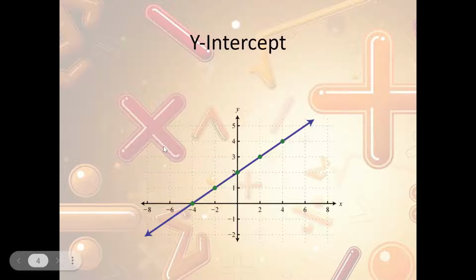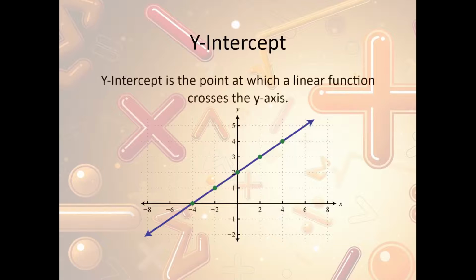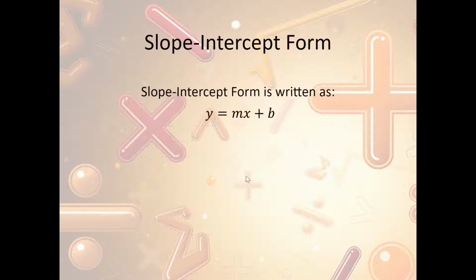And the next part you need to know is the y-intercept. The y-intercept is the point where the linear function crosses the y-axis. So we have a line here, and we can see that the y-axis goes here. So where do they intersect? Well, they intersect right there. That is what we call the y-intercept. So in this case, our y-intercept would be 2.